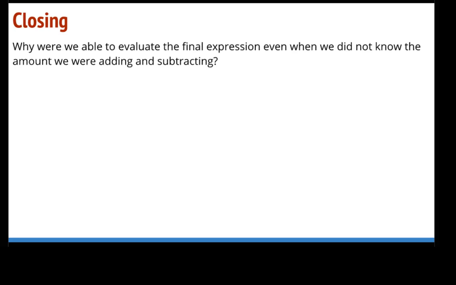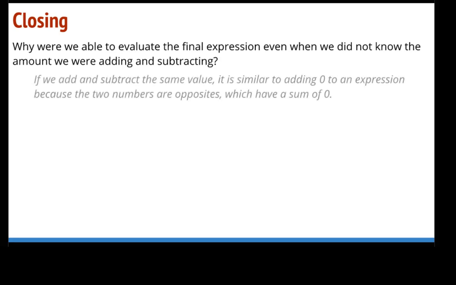So why were we able to evaluate the final expression even when we did not know the amount that we were adding and subtracting? How were we able to find what we ended with even when we didn't know what we were adding and subtracting? Because if we add and subtract the same value, it is similar to adding a zero. They cancel each other out. -5 plus 5 gets us to 0. Remember that opposite number stuff that we worked on in Module 3.